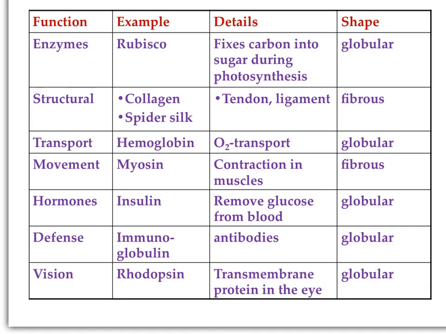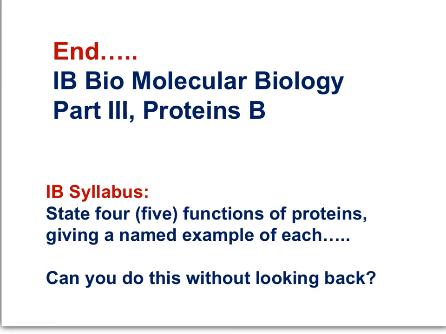Here is a table that provides a wide range of protein functions with an example for each, some detail about each, and their shape. You can study this table on your own. And that brings us to the end of IB Biomolecular Biology Part 3, the second half of protein structure function. Molecular Biology Part 4 will look at carbohydrates. Now, state 4 or 5 functions of proteins, giving a named example of each. Can you do this without looking back?